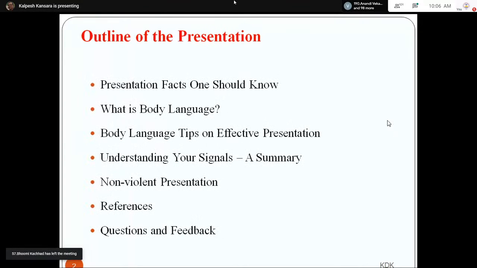This is the outline. I'll start with the presentation facts. We all should know about the presentation. What is body language? That would be the next topic, and how it can be implemented or involved in a presentation. Next, I'll be discussing one by one the tips on effective presentation, focusing on body language, and then I'll summarize the signals that you need to keep in mind for an effective presentation. And then I'll also be touching on this point of non-violent presentation. That is how to make your presentation very, very effective, avoiding any kind of violence, verbal violence, or even violence which is seen by others. And then a list of references, and I'll also invite some questions and feedback from you at the end.